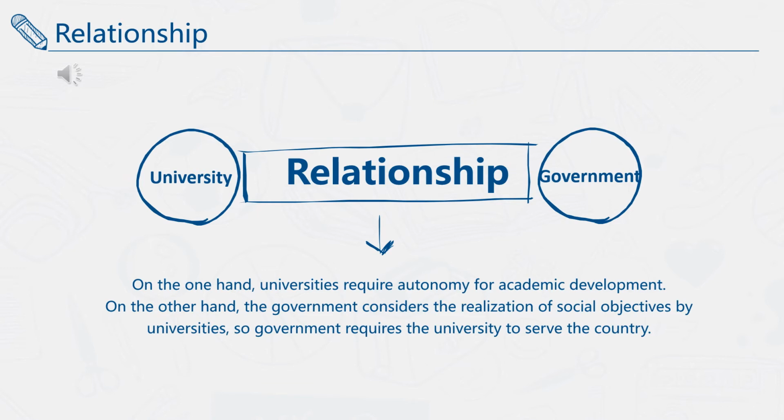On the one hand, universities require autonomy for academic development. On the other hand, the government considers the realization of the social value of the university from the perspective of national development. So it requires the university to serve the country, so as to control the university.